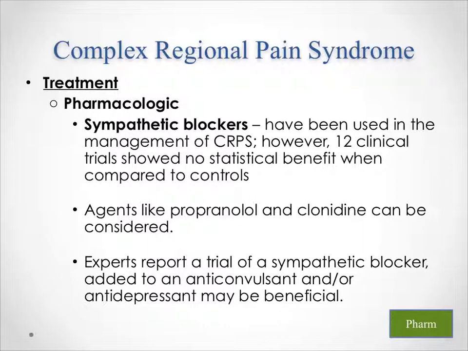Sympathetic blockers have been used in the management of complex regional pain syndrome. However, there were 12 trials or studies that showed no statistical benefit when compared to controls. However, people who are managing these patients still tend to use them in their clinical practice. Agents like propranolol and clonidine have been used with anecdotal data suggesting these are helpful.